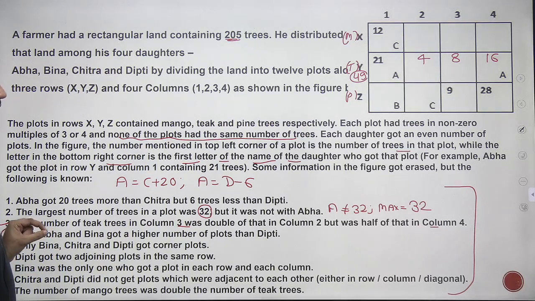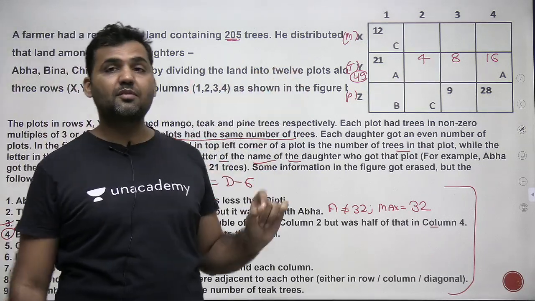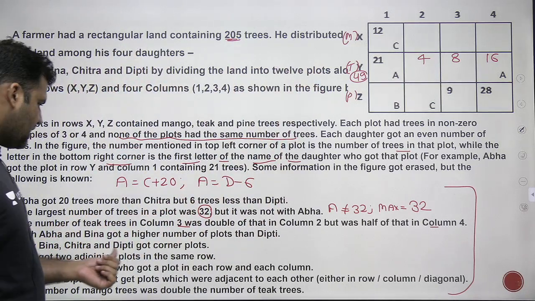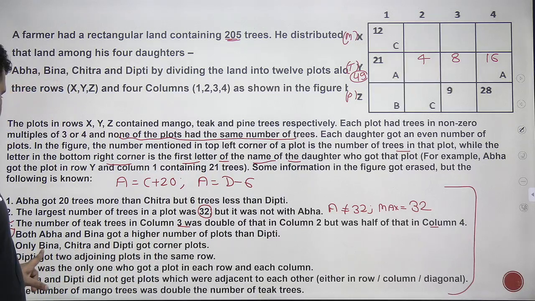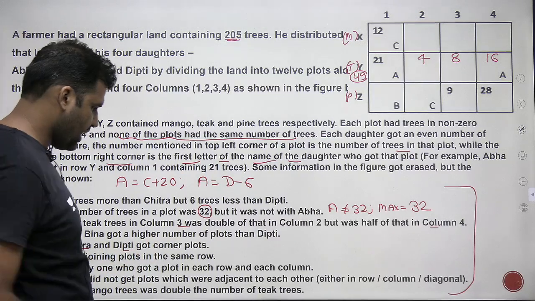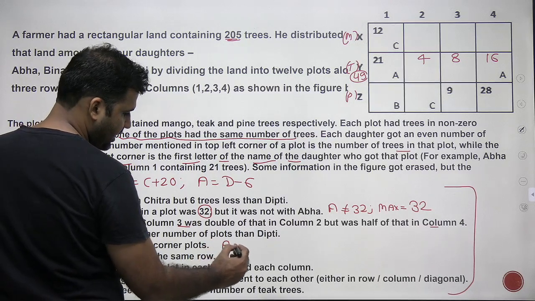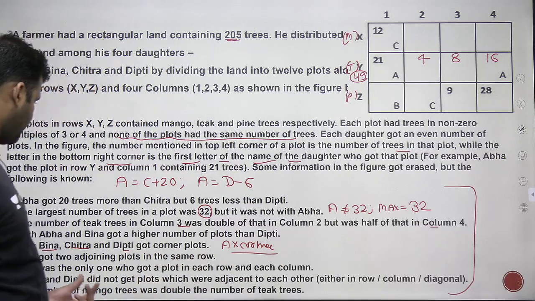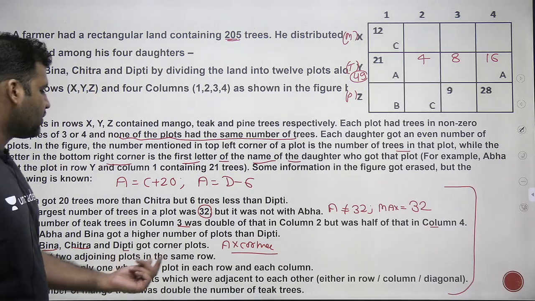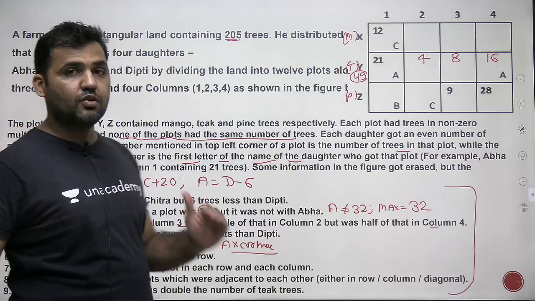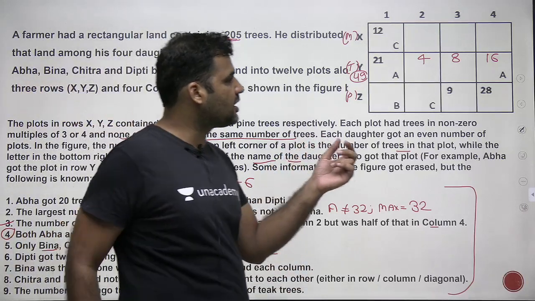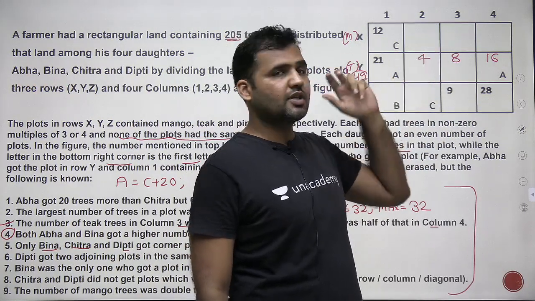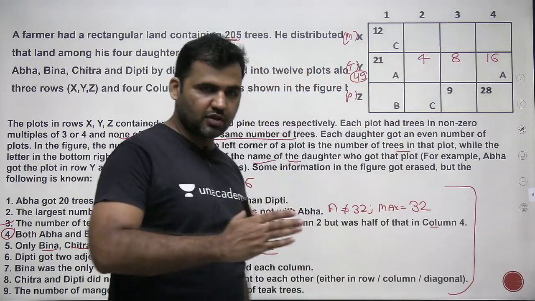We need a point which can help us in filling the whole matrix in terms of number of trees. So only Beena, Chitra and Dipti got corner plots. So B, C and D can get corner plots. That means A cannot come in the corner, right? Only B, C, D will be coming in the corner, okay? Dipti got 2 adjoining plots in the same row. So that means Dipti can get these 2 plots, or these 2 plots, or these 2 plots. 2 plots have been assigned to Dipti and both are in the same row.